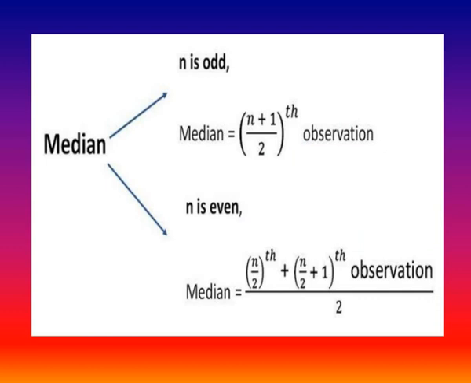After arranging the observations in ascending order, we count the number of observations, represented as n. If n is odd, we use the formula median is equal to the (n plus 1) by 2th observation, where n denotes the number of observations. If n is even, median is equal to the (n by 2)th plus (n by 2 plus 1)th observation, divided by 2. In exercise 3.2, we will mostly use the formula for n odd.